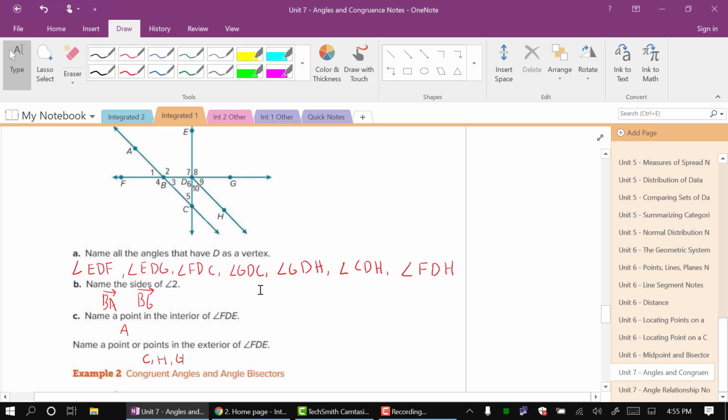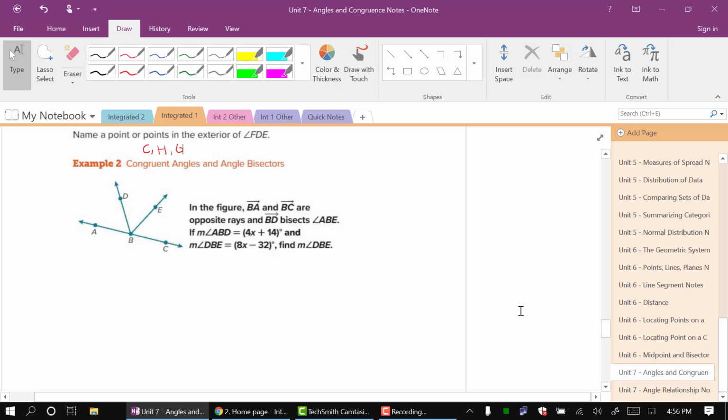All right, let's take a look at an example with congruent angles. In the figure, ray BA and ray BC are opposite rays, and ray BD bisects angle ABE. So it's bisecting this, it's not bisecting the straight angle. If the measure of angle ABD is 4x plus 14, and DBE is 8x minus 32.